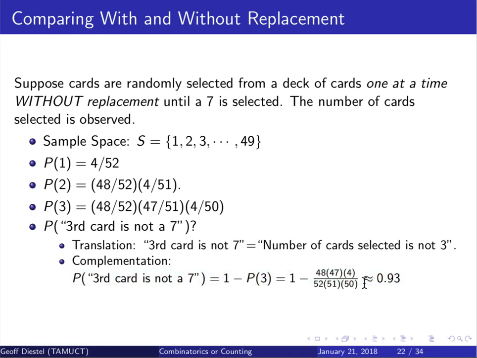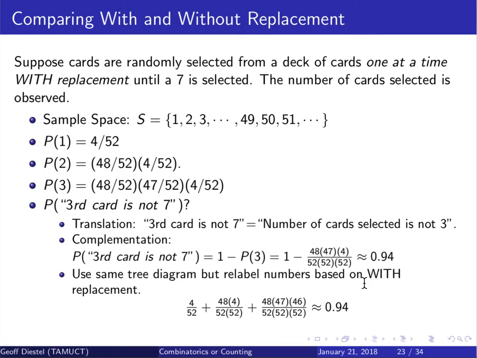Now, if we redo this whole problem with replacement, it means we are dealt a card. We observe what it is. If it's a 7, we stop and observe the number of cards, which would be 1. If it's not a 7, we put the card back in the deck. It gets shuffled or randomized, and then another card is dealt. So the only thing that changes is our sample space, which could be infinite. Any natural number could theoretically occur.